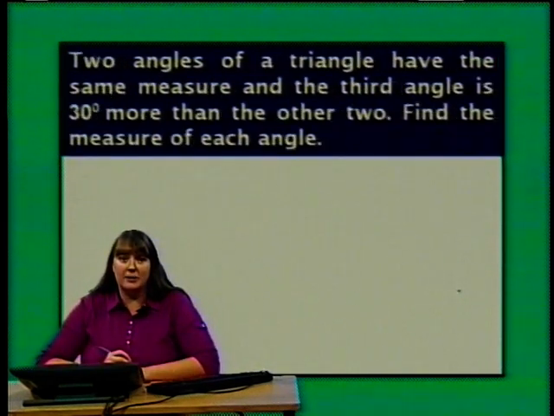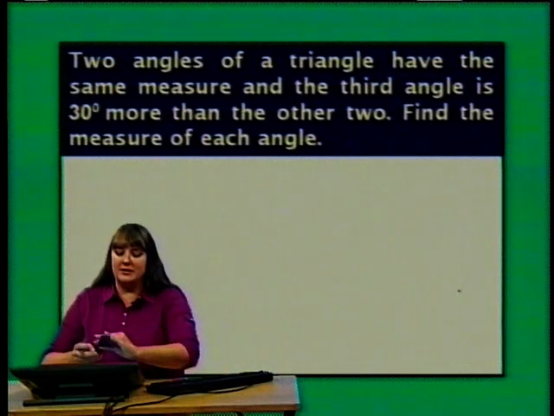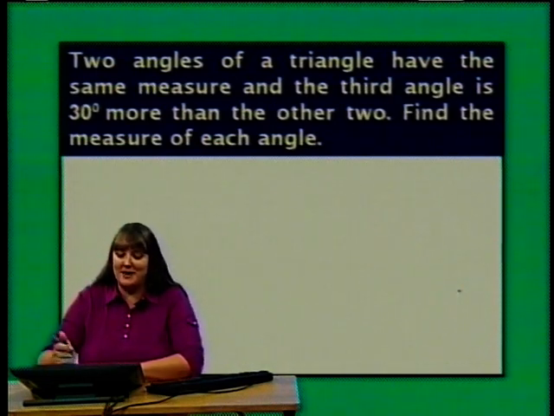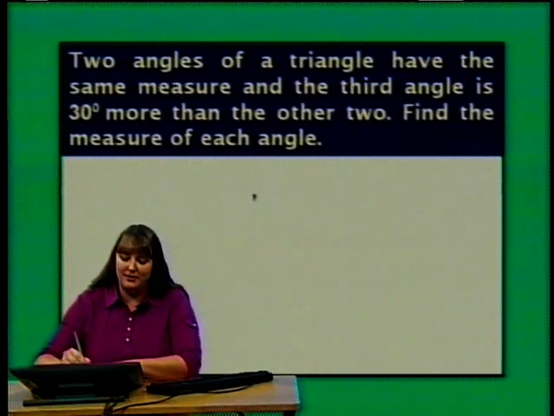Let's look at another application. This time we're told two angles of a triangle have the same measure, and the third angle is 30 degrees more than the other two. Find the measure of each angle. Well, this time, since I'm told two angles of the triangle have the same measure, I know I'm dealing with an isosceles triangle. So let's see if I can draw an isosceles triangle.